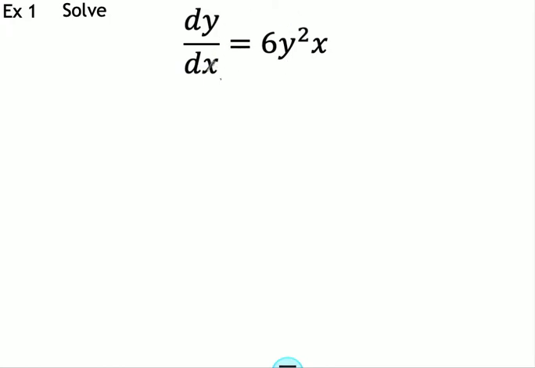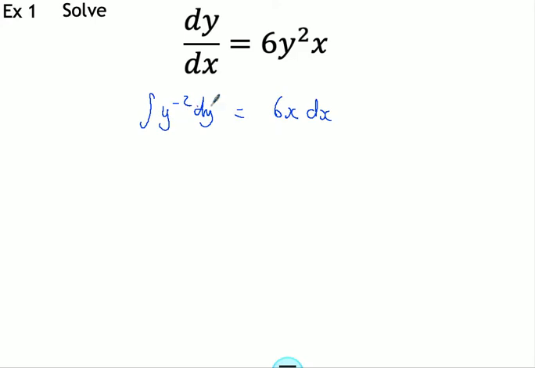First order differential equation, function of x multiplied by function of y. Let's separate the variables. Now, a little hint here, take as little over to the other side as you possibly can. So I'm going to leave the 6 on this side. So let's go for it. So that will be y to the power of negative 2 dy equals 6x dx. Okay, so we separated the variables.